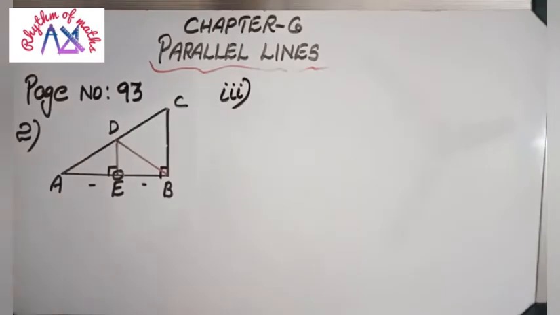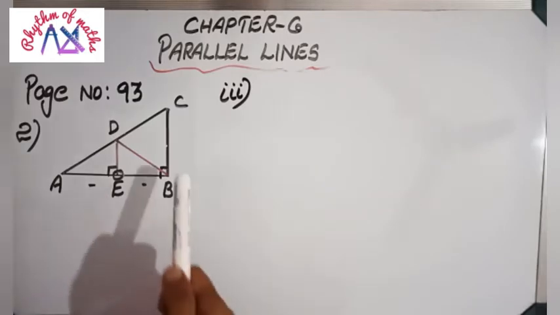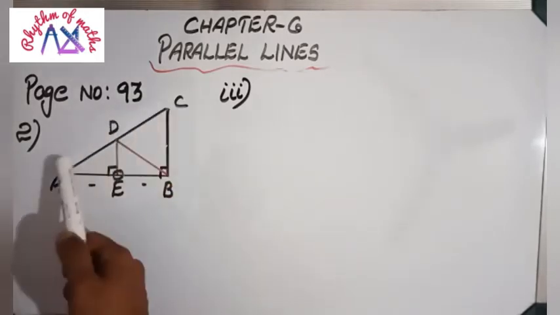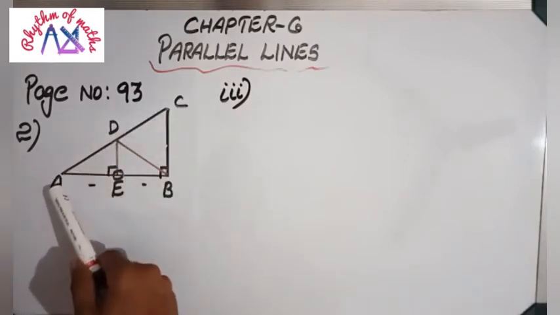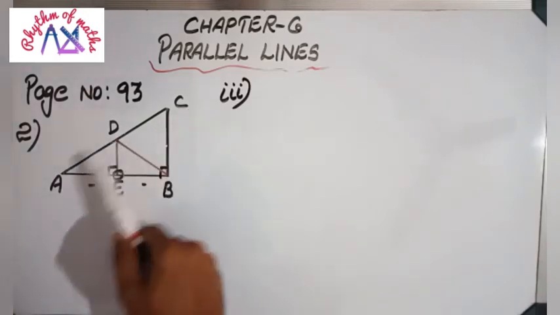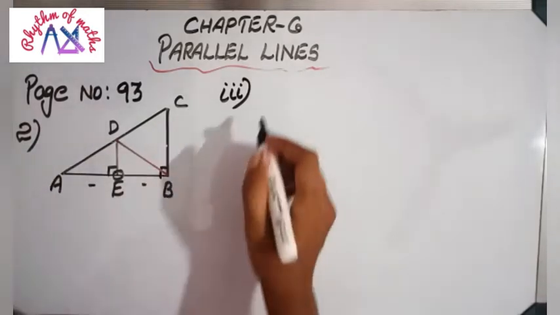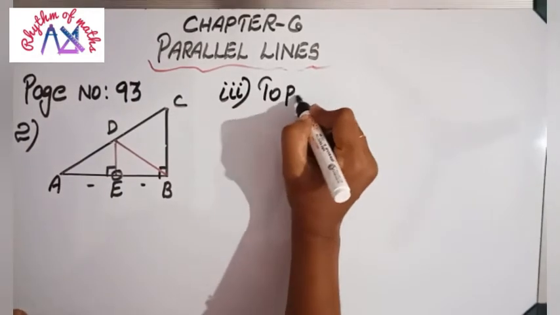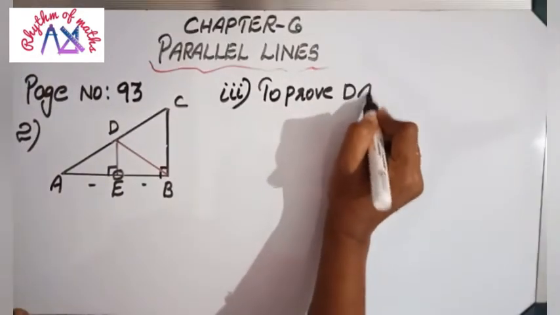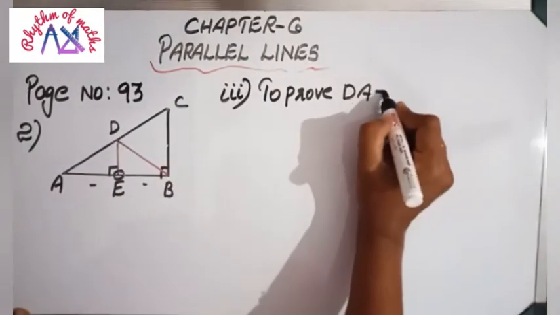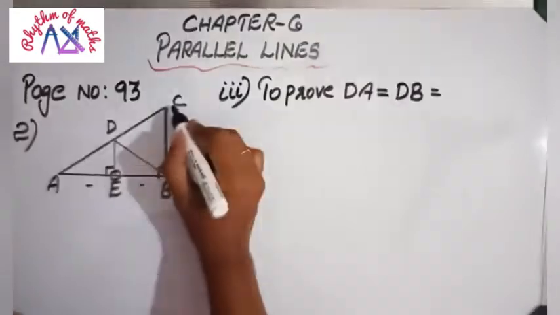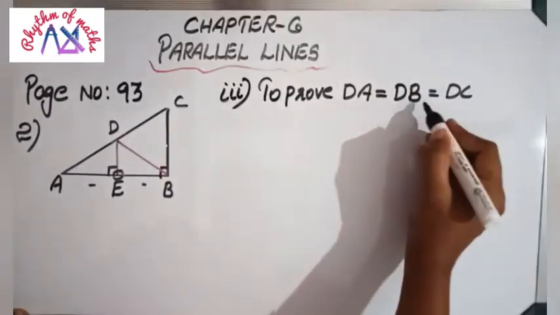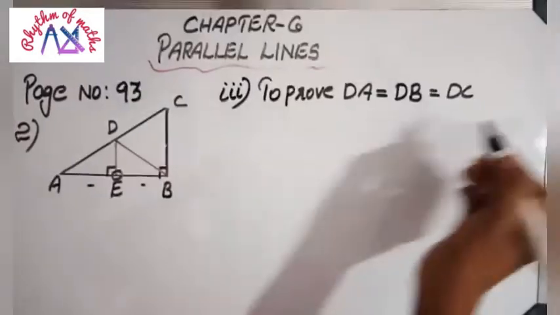Now in the third sub-question, we have to prove that the distance from the midpoint of the hypotenuse D to all the vertices is equal. All the vertices means the point A, the point B and the point C. All these three lengths are equal. That is to prove DA, D to the first vertex, equals DB, D to the second vertex, equals DC, D to the third vertex. DA equals DB equals DC. This is what we need to prove.